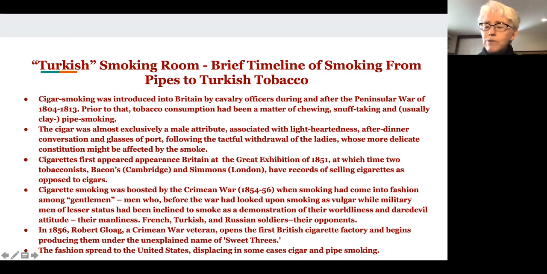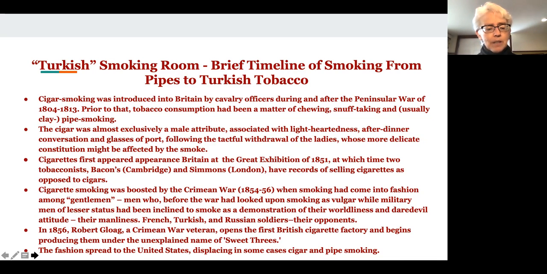So they were again on the forefront of this exposure to what was available in other countries, which was what the Great Exhibition had been doing. Perhaps they had already discovered these attributes in these various countries, and in Turkey, and were able to present them here pretty early, even before the Crimean War had taken place. And so the fashion did spread to the United States, displacing in some cases cigar and pipe smoking.